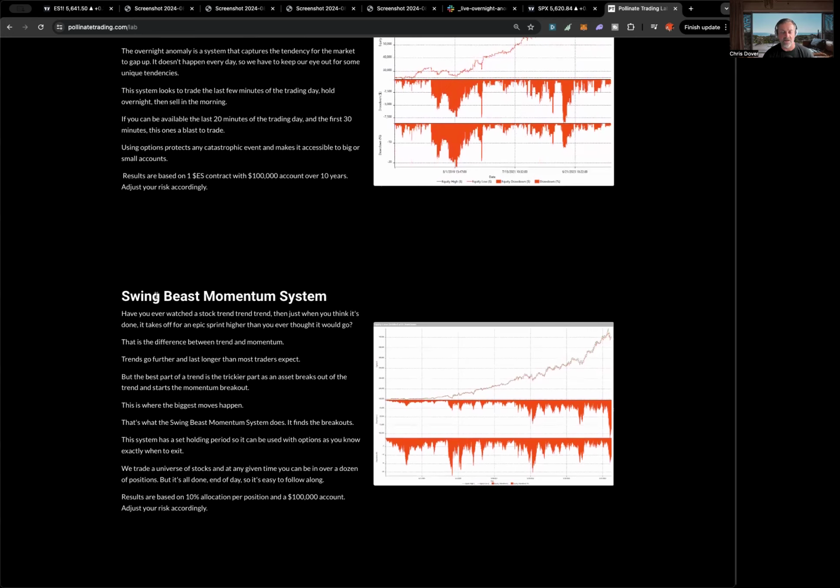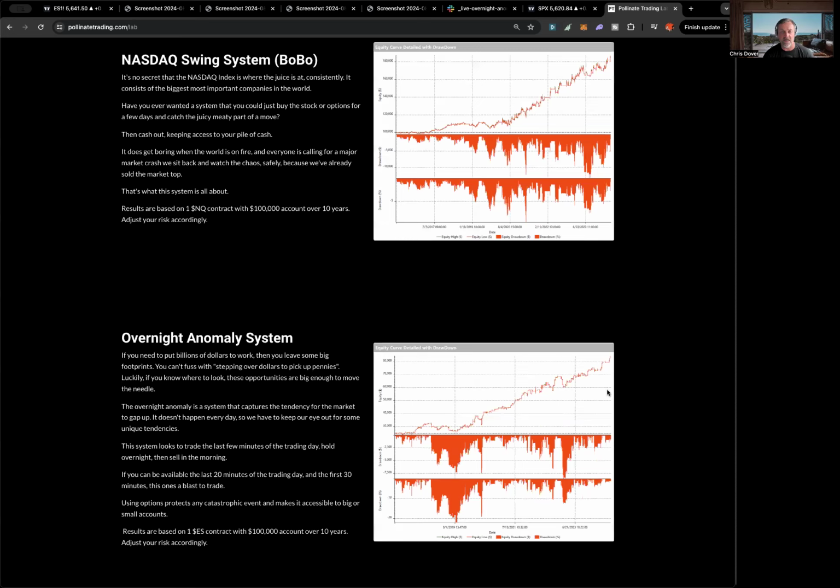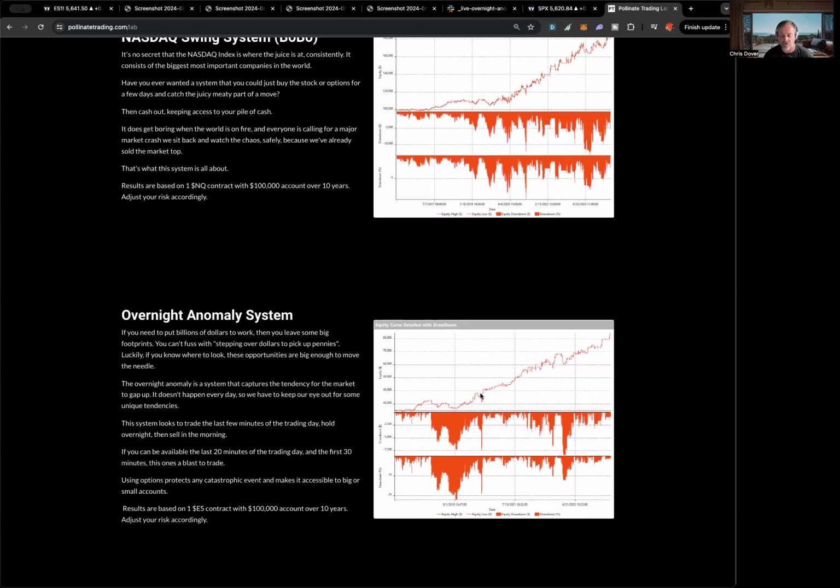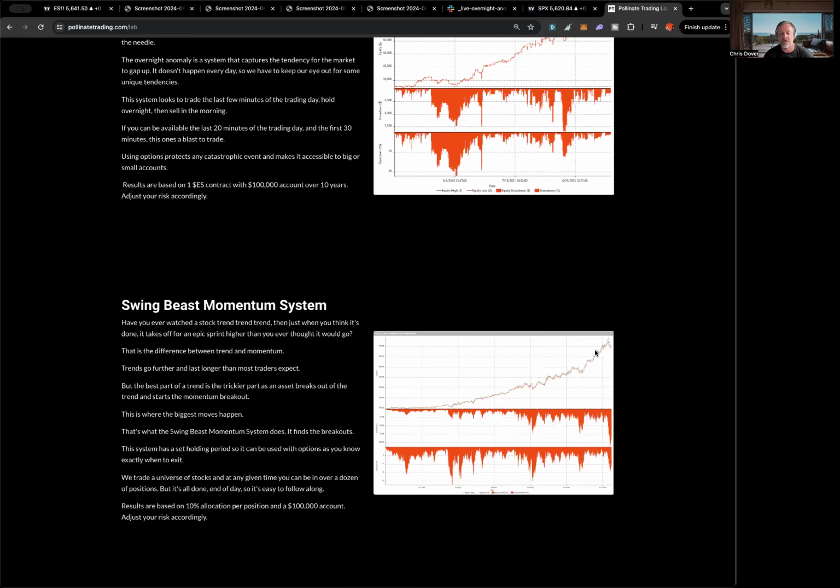We have the Swing Beast momentum system that you can get access to, and the NASDAQ swing system, which is currently in a beautiful, beautiful trade. Again, this is back like 10 years on it. You can see it's really started to come into its own here, similar to the overnight anomaly system, a little bit shorter time frame.